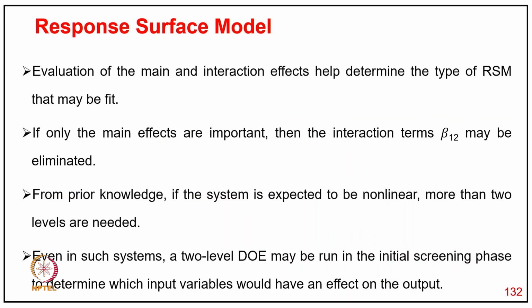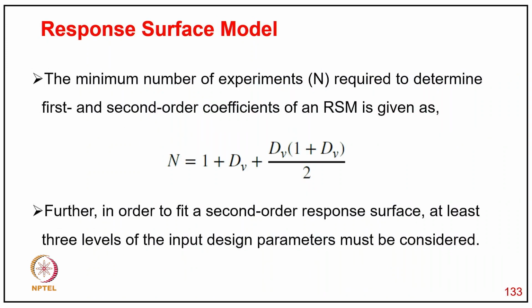So typically the evaluation of the main and interaction effects helps determine the type of RSM that may be fit. If only the main effects are important, then the interaction term b12 may be eliminated, and from previous knowledge, if the system is expected to be nonlinear, more than 2 levels are needed, and even in such a system a 2 level DOE may be run in the initial scanning phase to determine which variables would have an effect on the output. So the minimum number of experiments n required to determine first and second order coefficients of RSM is given here, n equal to 1 plus dv plus dv in bracket (1 plus dv)/2.